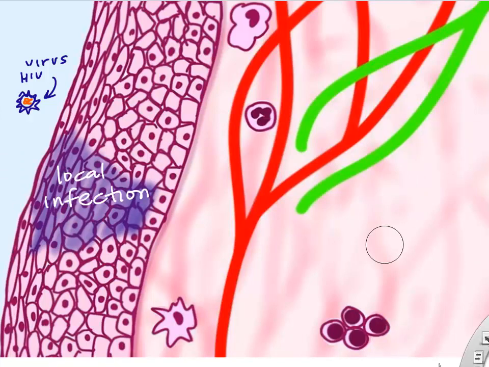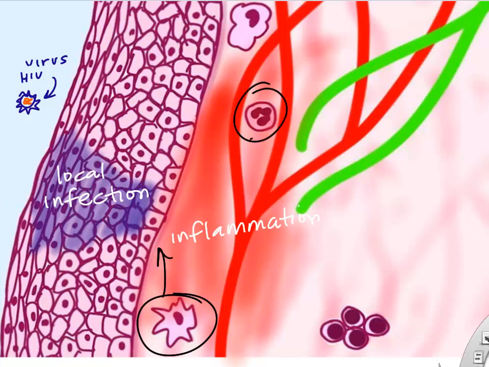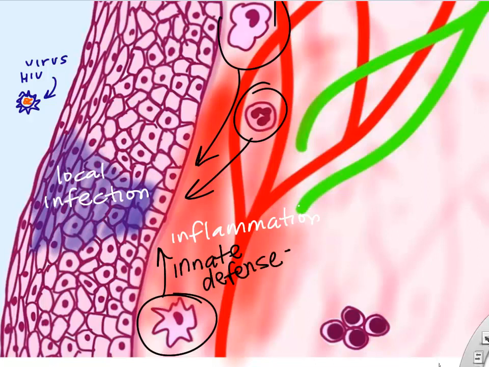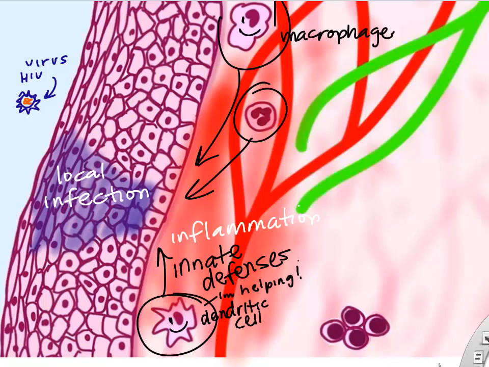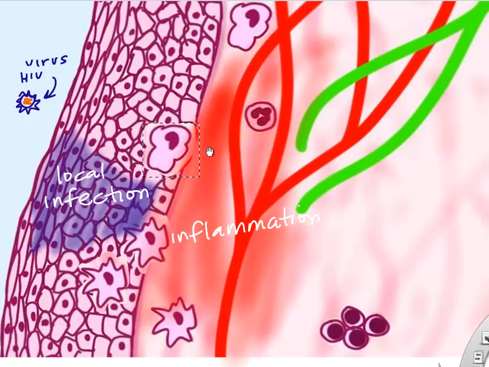Those epithelial cells, once they're infected with HIV, will continue to make the HIV virus. This will create a localized inflammation where our innate defenses will come in to protect us. So things like neutrophils, dendritic cells, and macrophages will come to the scene of the infection to help clean up any destroyed epithelial cells, but then of course to try to defend us. So we see macrophages and dendritic cells coming in to the site of infection.